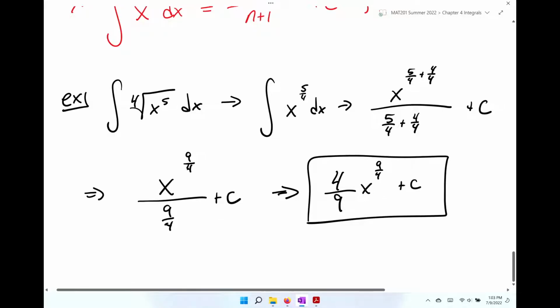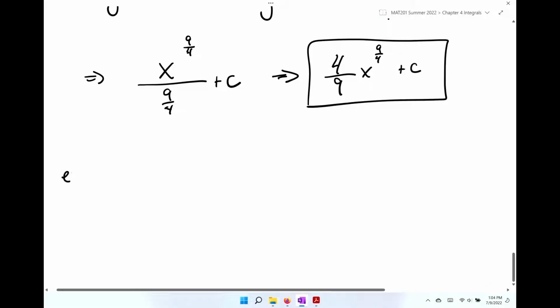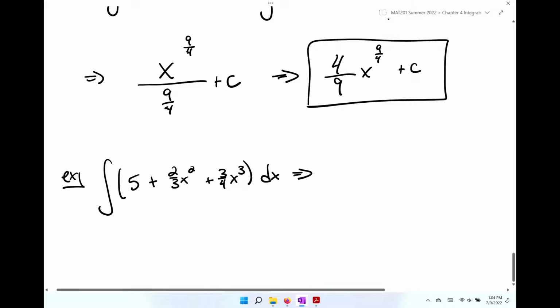All right? For the next example, let's do the integral of 5 plus 2/3 x squared plus 3/4 x to the 3rd dx. Now, going from left to right, you can see, actually, you know what? I'm going to write this one out. Normally I don't do this, but I'm going to write this one out. We're going to integrate each one of these by distributing the integral sign, which you're totally allowed to do.